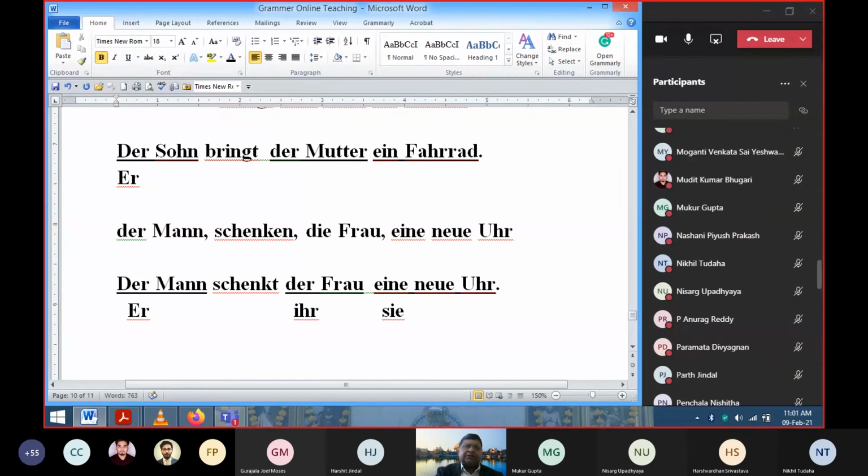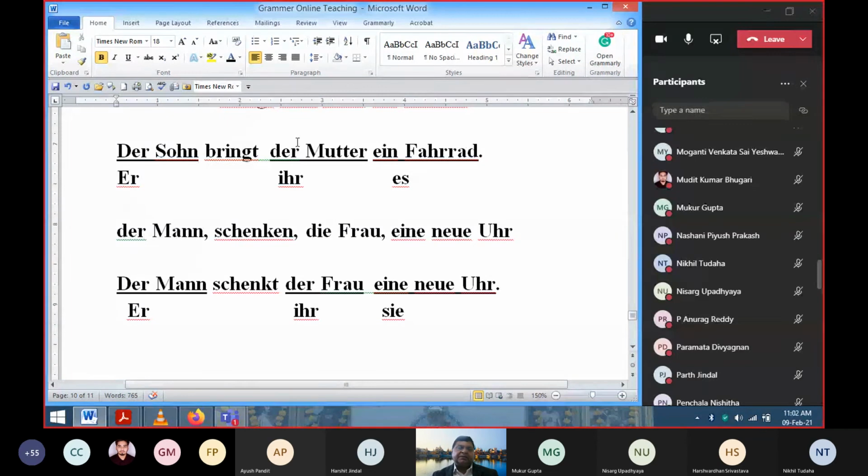And for der Mutter? Ihr. Correct. And for ein Fahrrad? Es. Correct. So now you have replaced for Sohn, er, for Mutter, ihr, and for Fahrrad, because it's neuter gender, it will be es. So he presents it to her.